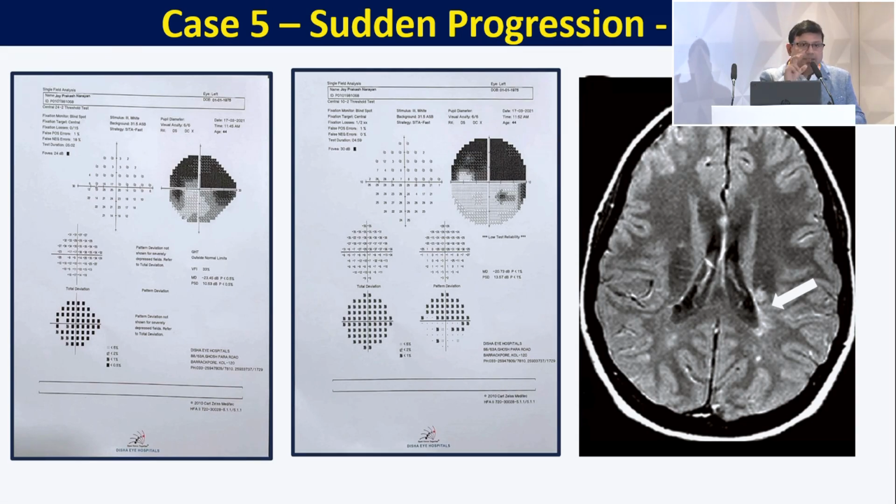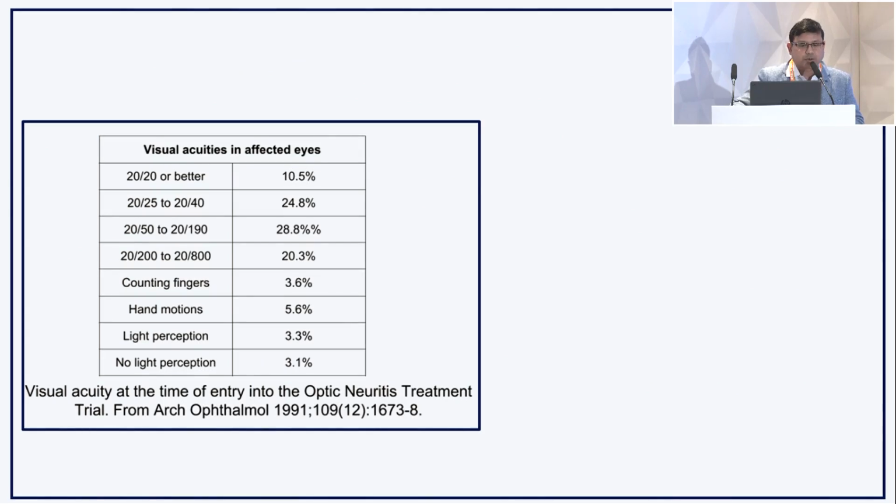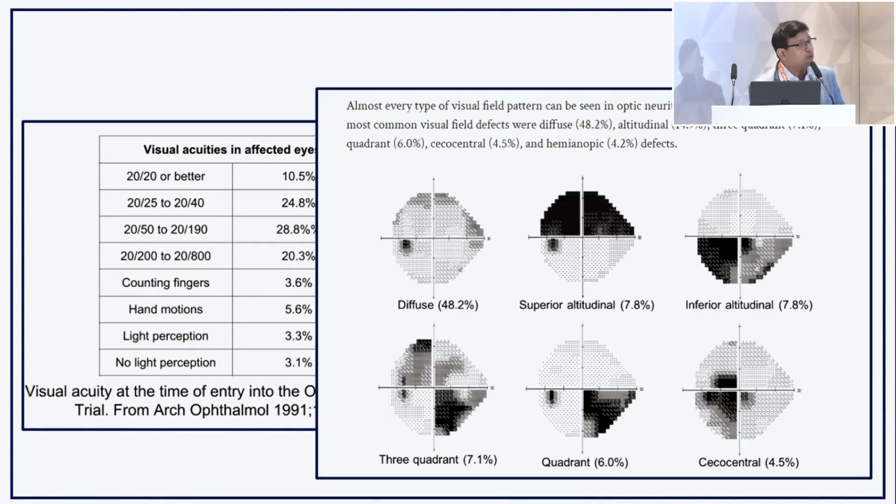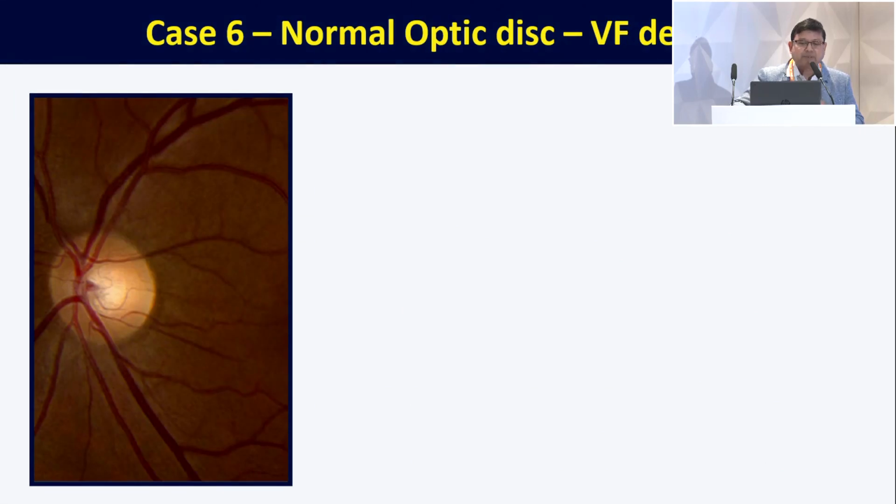So a sudden progression, which is out of proportion to the thinning that you see, you have to think of a neurological cause. In fact, the ONTT showed that a case of optic neuritis can present with any kind of visual acuity and with almost every type of visual field pattern loss. So be very, very careful. An optic neuritis can mimic glaucoma.